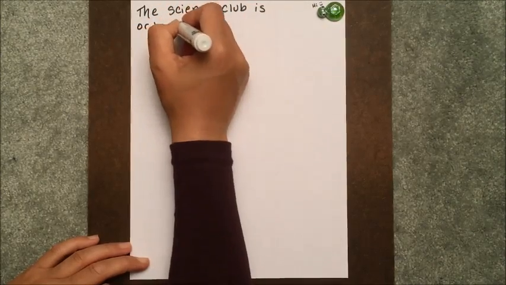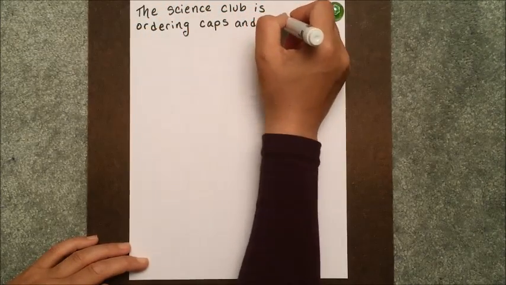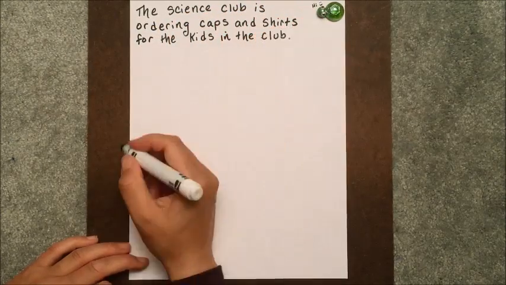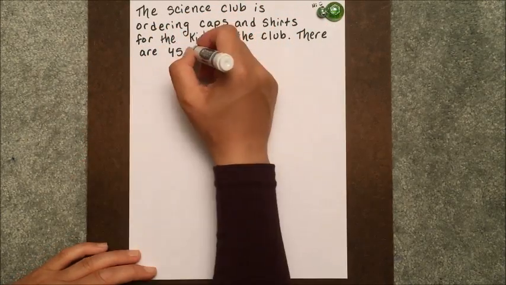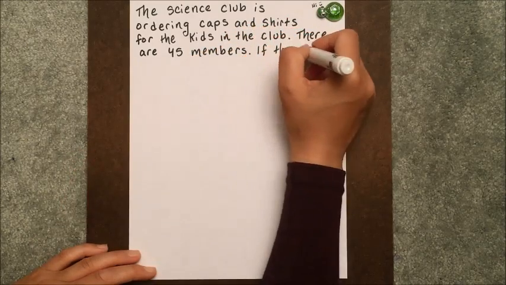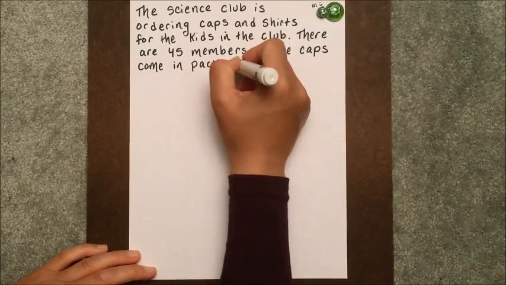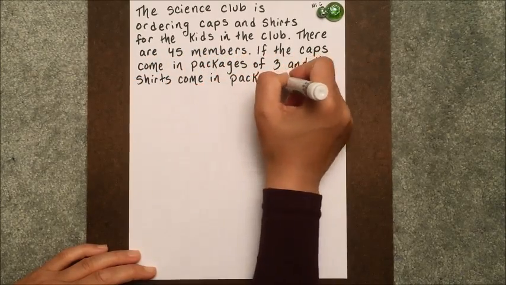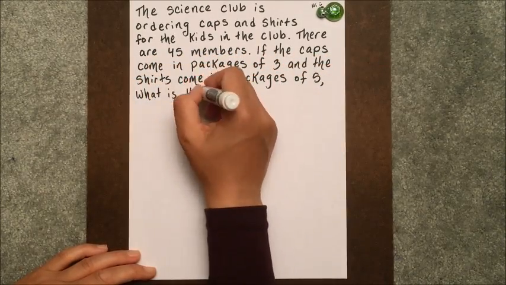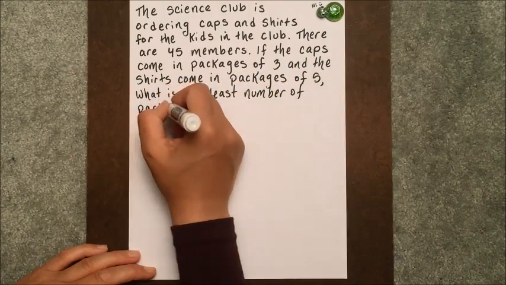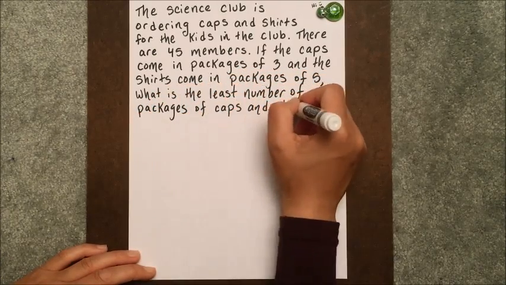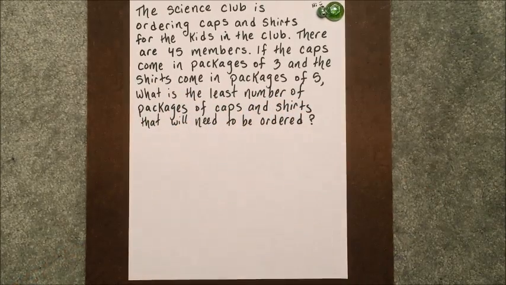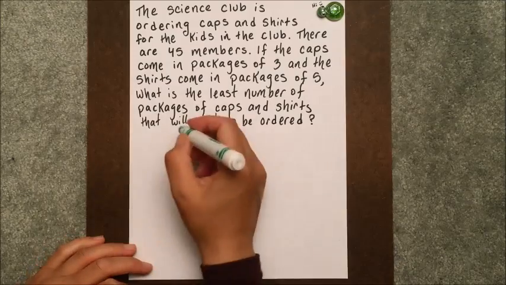Okay, our last example is that a science club is ordering caps and shirts for the kids in the club. And we know that there are 45 members in the club. So the caps are going to come in packages of 3, and the shirts will come in packages of 5. So we want to know the least number of packages of each of those that we can buy and still have enough for everyone who's in the club.